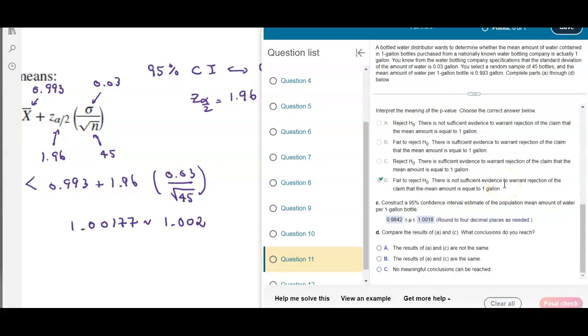All right, this is great. And then the conclusion here: compare the results A and C. What is the conclusion? Usually you go with the same. You shouldn't have any contradiction here. The reason is that the 1 gallon is actually between this interval, so we are not rejecting, we are accepting A0. So the two conclusions are the same. Okay, that's all.